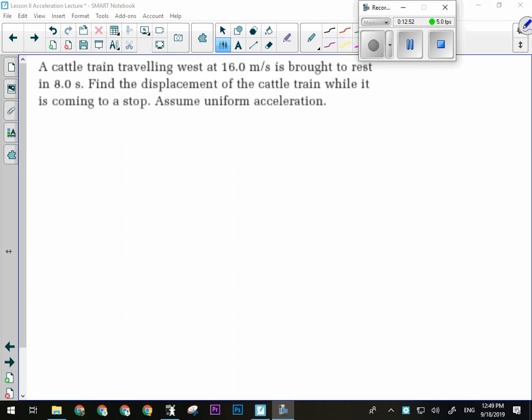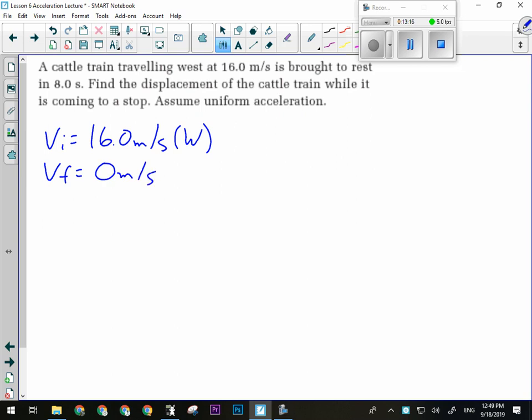Okay, first step, we have to write down our givens so we can figure out which of the 5 acceleration formulas is going to be applicable to this question. All right, so we're traveling west at 16 meters per second. That's VI, and that's west. Okay, it's brought to rest. What's VF? 0. In a time of 8 seconds. It wants to know the displacement of the cattle train in coming to a stop.